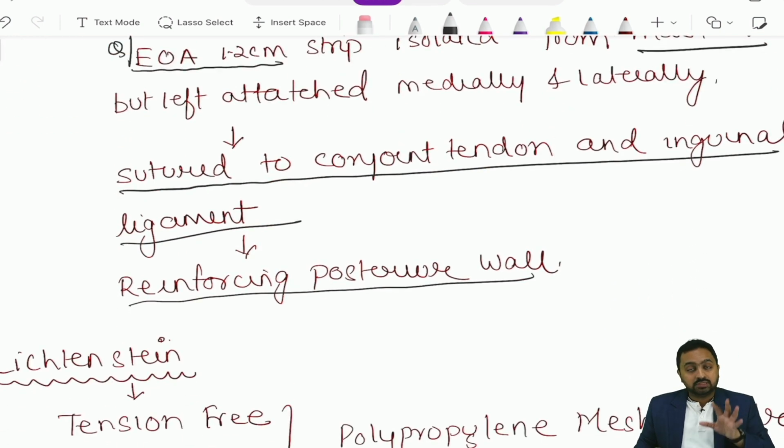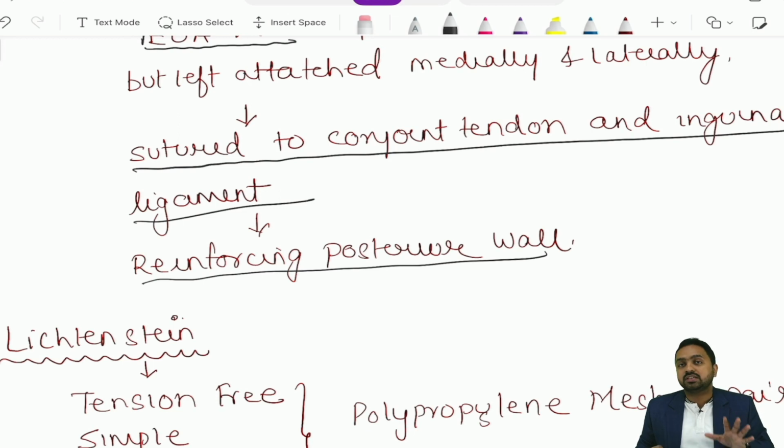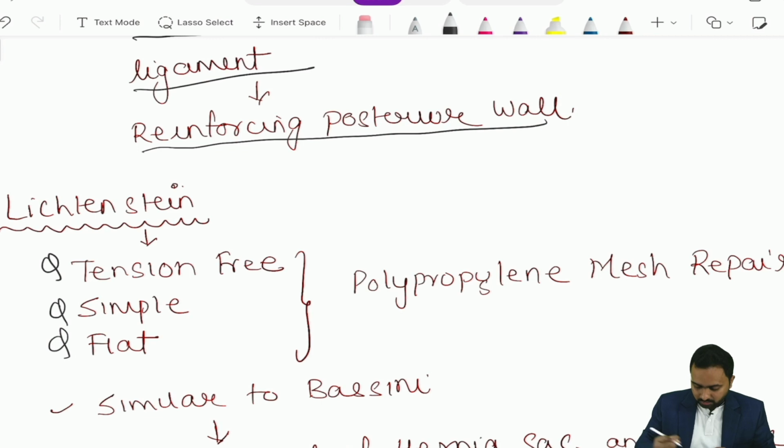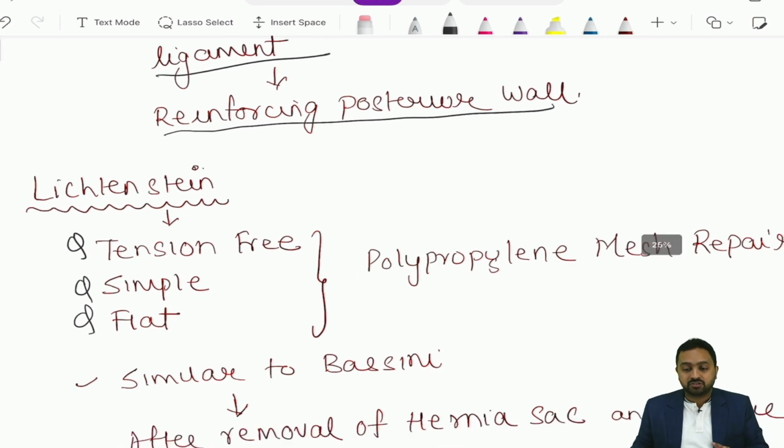Right. Now the next, which is the most commonly used procedure these days in your hernia repair, which I am sure you must have seen during your final year surgical postings or your internship posting, is your Lichtenstein mesh hernioplasty. The important points are it is tension free, simple, and you use a flat polypropylene mesh repair.